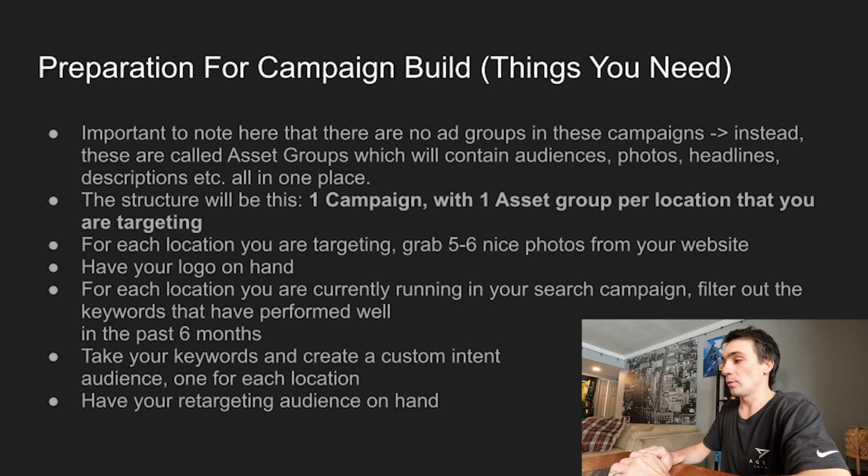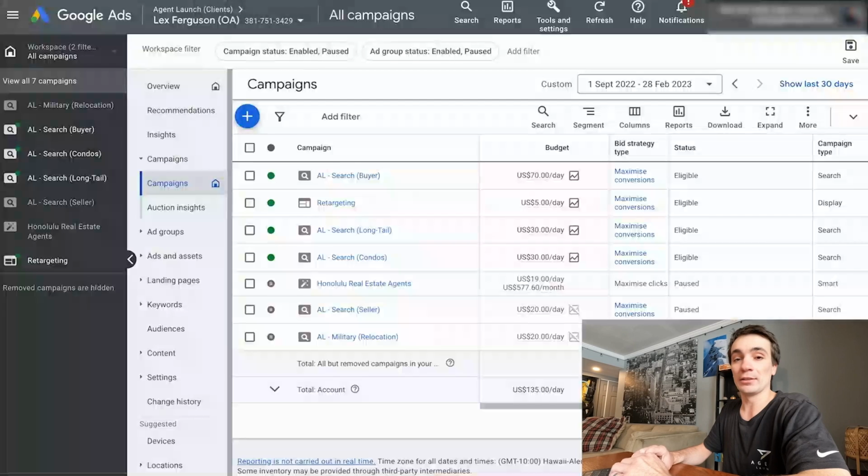The next thing you're going to need is your asset groups, but more specifically, some custom intent audiences as they're called. So before you do this step, this is where you're going to need to go into your search campaign and look at previous data for about the past 6 months. And essentially from there, you want to filter out which keywords have been performing the best for you. So what I'm going to do is go into Lex's account and do exactly that.